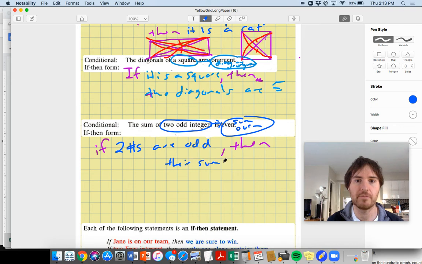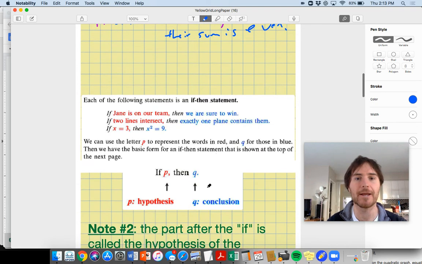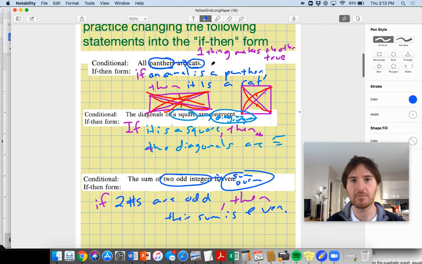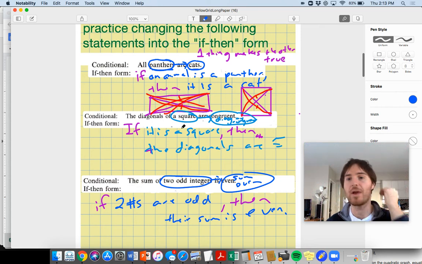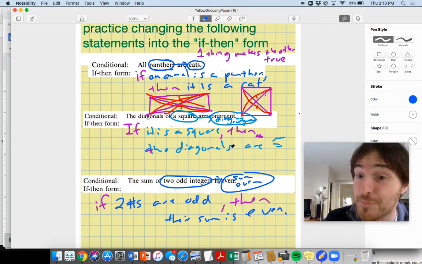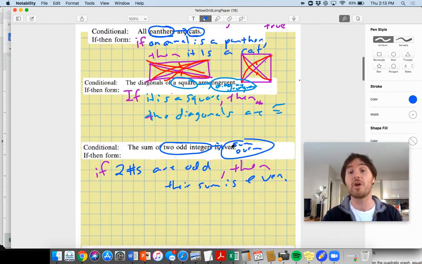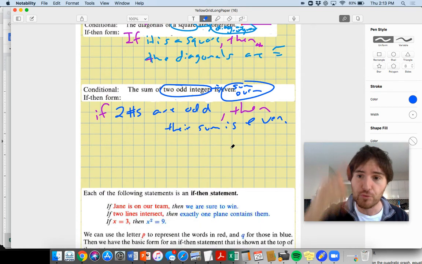Then their sum is even. Stay with me. Okay, we're going to do more notes in a second. I know this gets kind of long here. So if-then is the setup. We can write any of these facts. Any fact can be rewritten as an if-then statement. That's a beautiful thing to learn, and it's powerful, arming you to be able to prove more facts here.